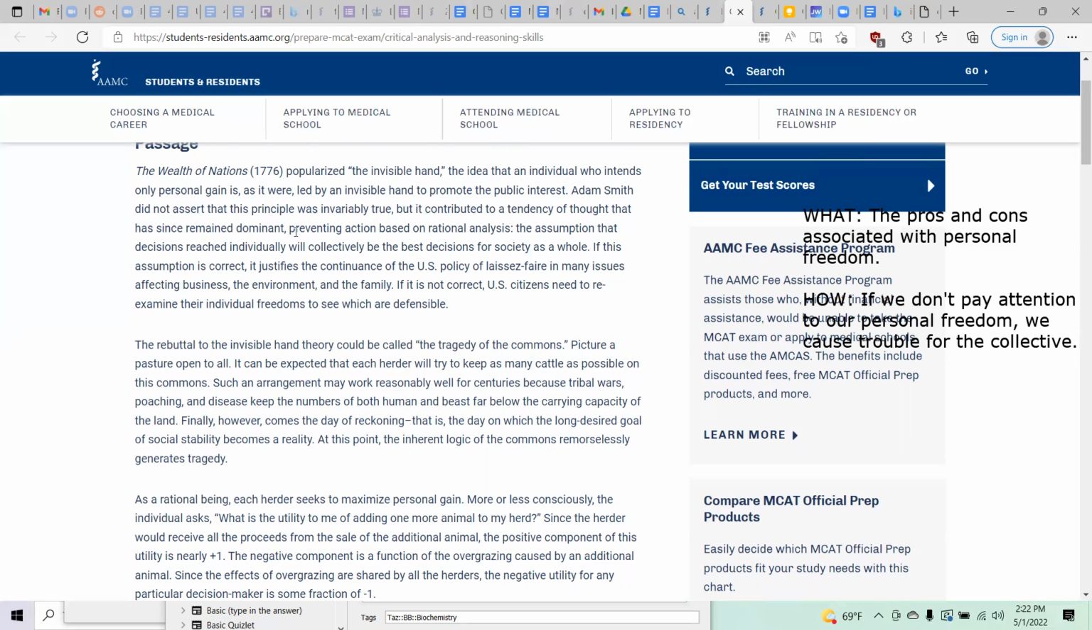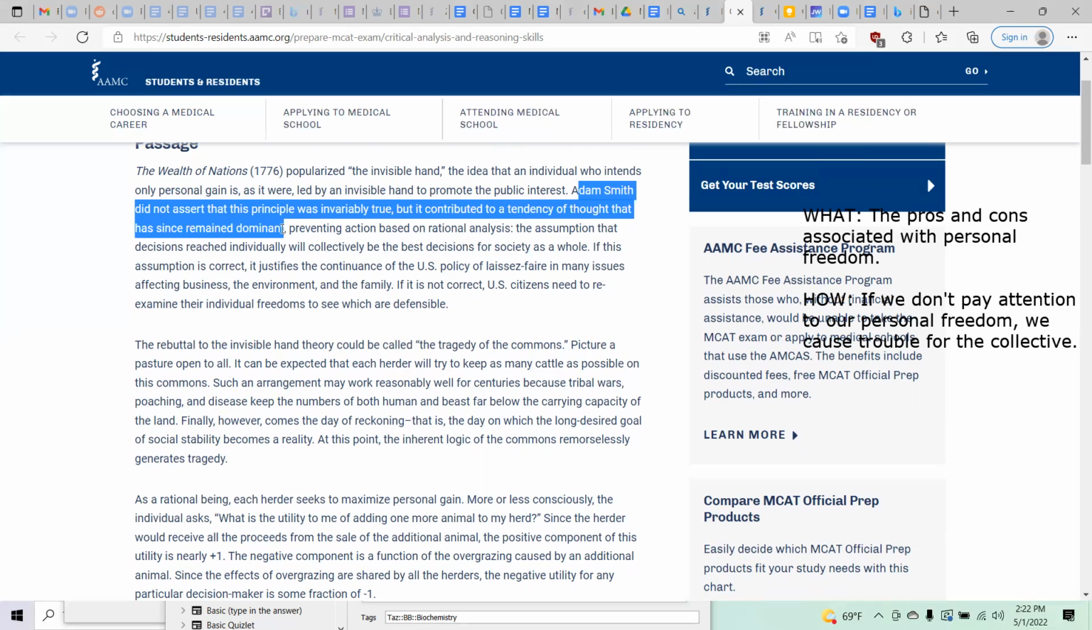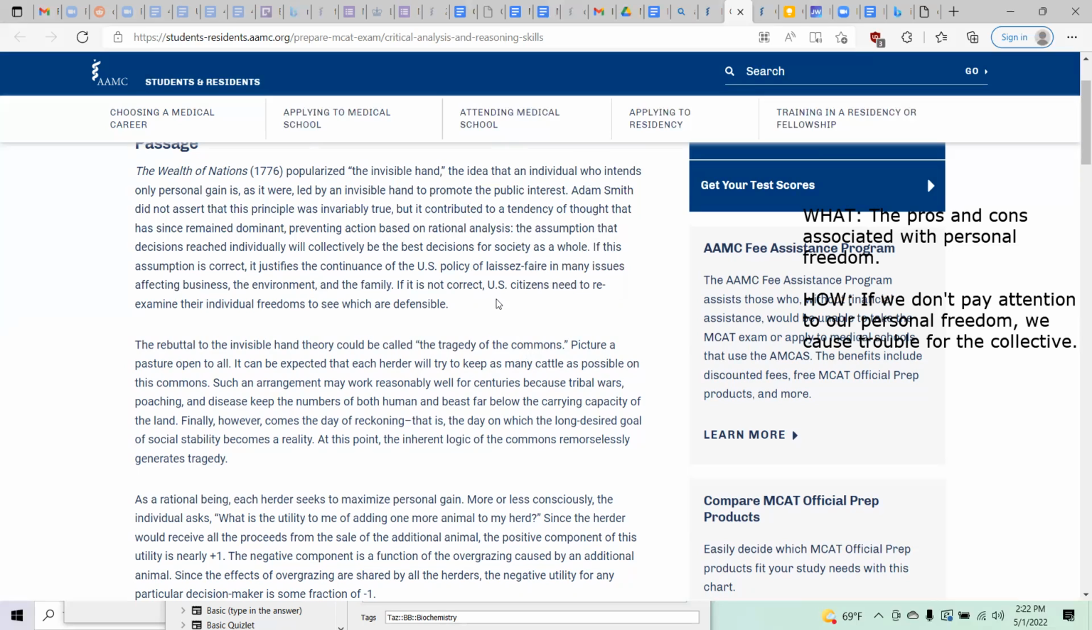Because I just thought that the fact that they're bringing up Adam Smith, and the fact that he didn't really assert that this principle was true, but even though he didn't assert it was true, it was still widely popular. So I thought maybe there would be a question that comes up about this later. What does this tell you about the author? Nothing really. Nothing. You shouldn't highlight it. No, oh, because it doesn't say something about the author. Because it doesn't say something about the author.